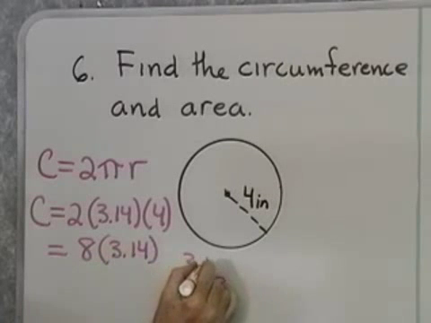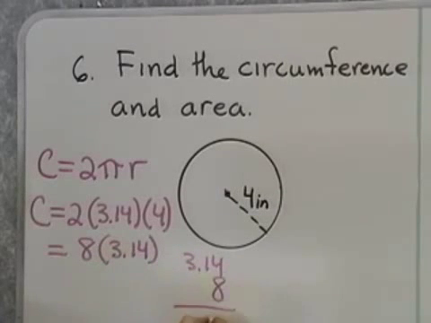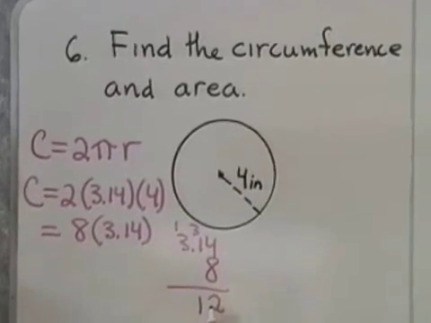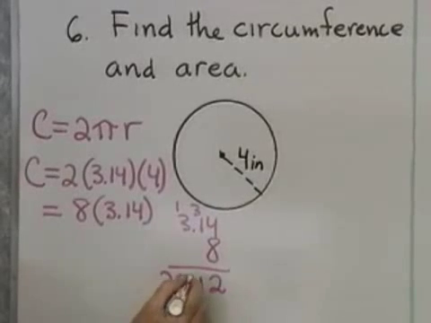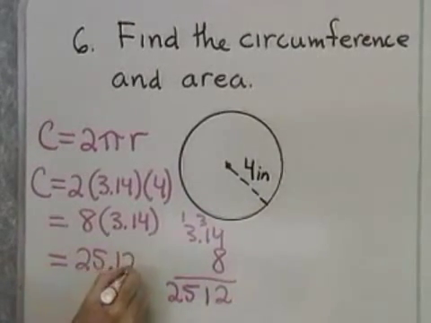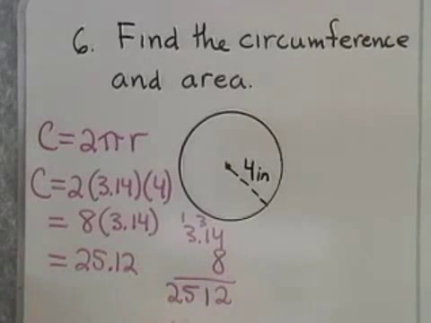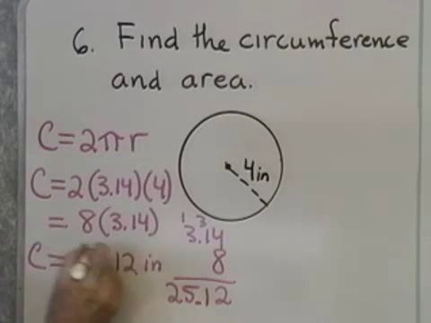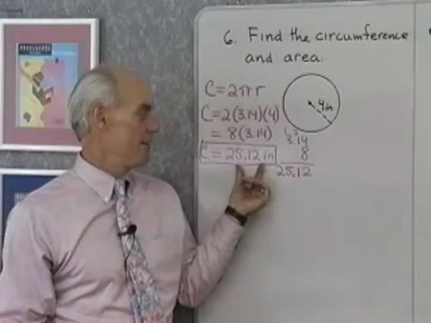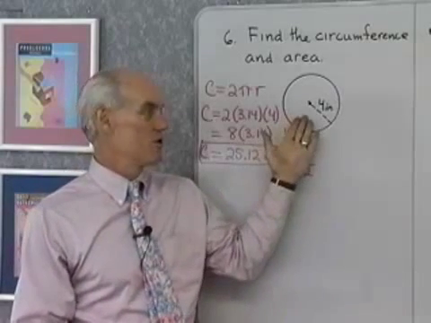8 times 3.14, let's see, 8 times 4 is 32, 8, 9, 10, 11, 24, and 1 is 25. So I end up with 25.12 because I had 2 digits to the right of the decimal point here, so I need that many in the answer. So that's the circumference, and those units are in inches. So the circumference is 25.12 inches for this circle right here.